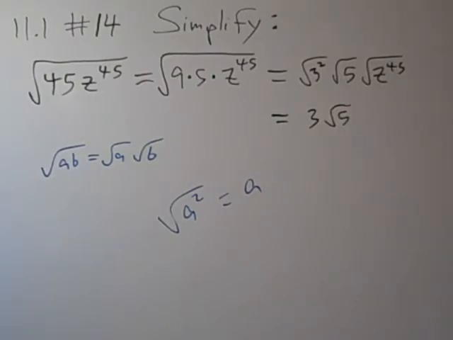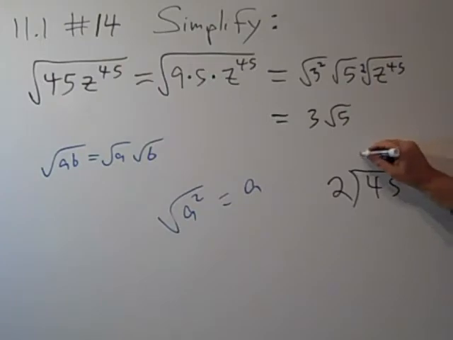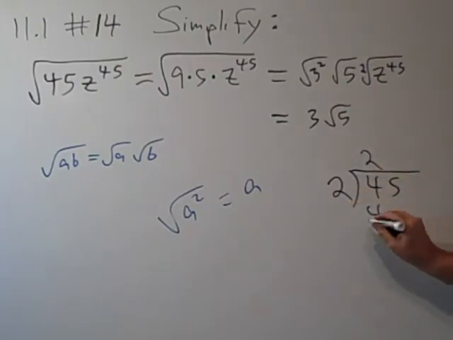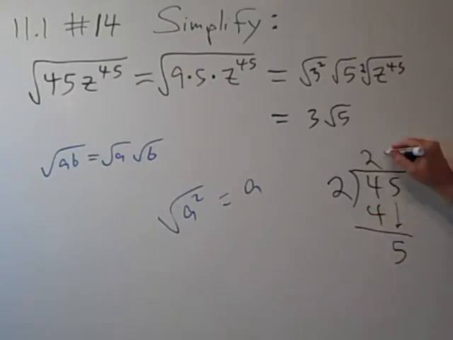And now for the z to the 45th, let's divide the exponent by this invisible 2 that's always outside of a square root. So we're dividing 2 divided into 45. 2 divides into 4 twice. 2 times 2 is 4. 4 minus 4 is 0, so you bring down the next digit, 5. 2 goes into 5 twice. 2 times 2 is 4. And then 5 minus 4 is a remainder of 1.